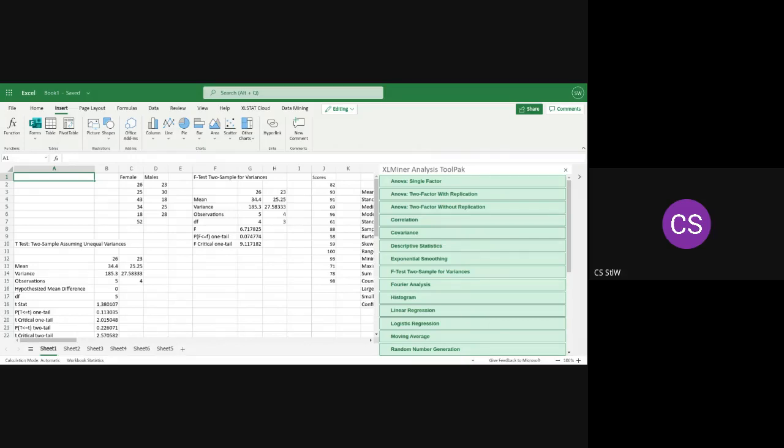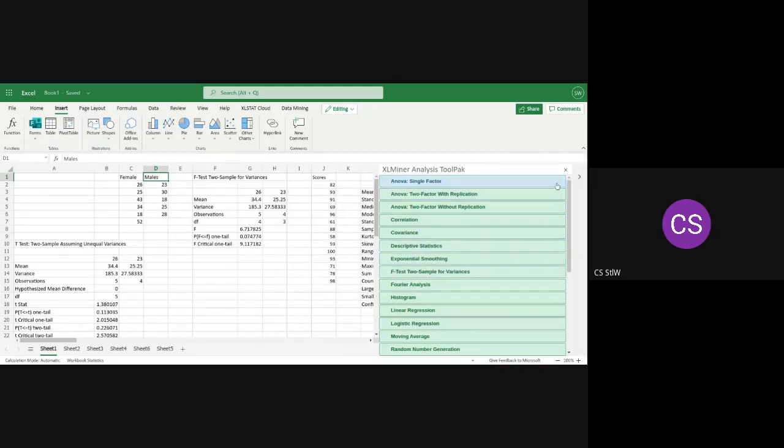So I'm going to start with descriptive analysis. We're just going to get an overall feel of how our data set is or how it is operating. Remember we are using the female and the male.